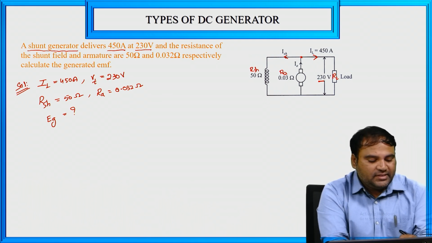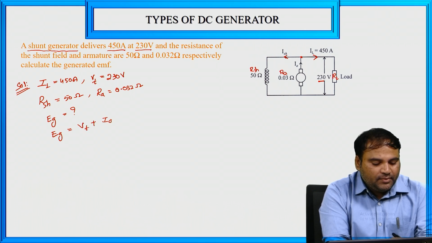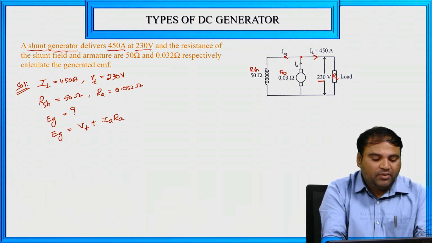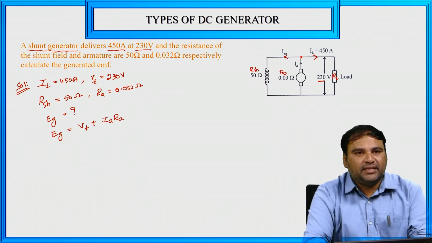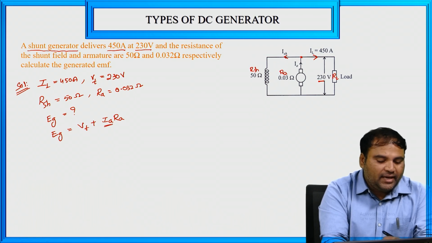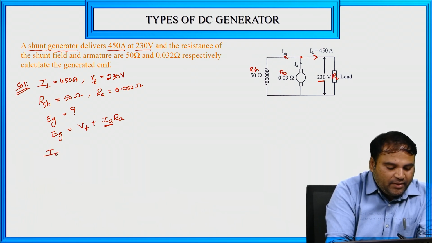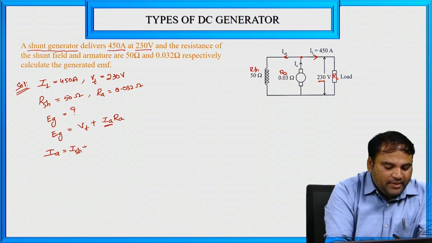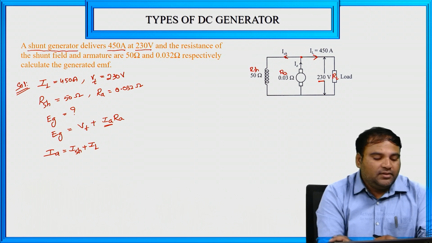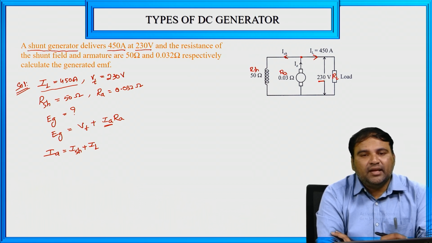So what is the equation of Eg? Eg equal to Vt plus Ia into Ra. Already we know Vt is nothing but terminal voltage, that is 230 volts, and armature resistance is 0.032 ohm. Now we need to calculate the armature current, that is Ia. From this circuit, from this diagram, the armature current Ia equal to ISH plus IL. Already we are having the load current 450 amperes, but we don't know ISH. So we need to calculate the ISH value.